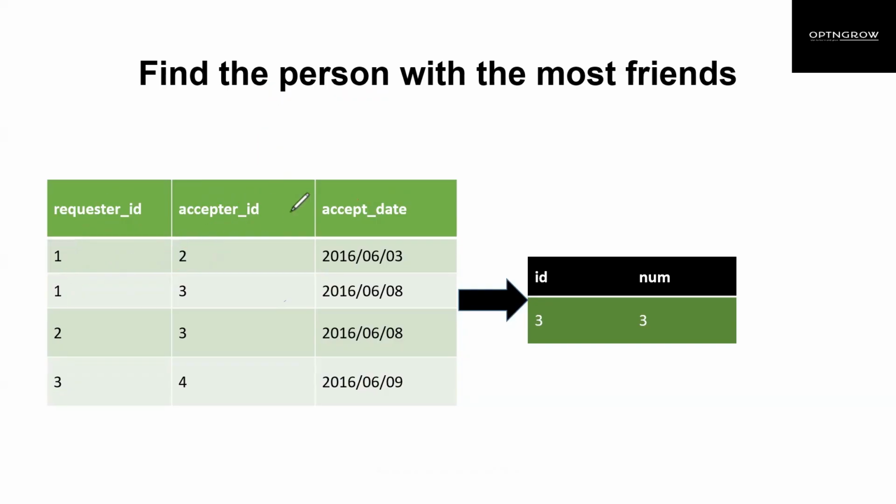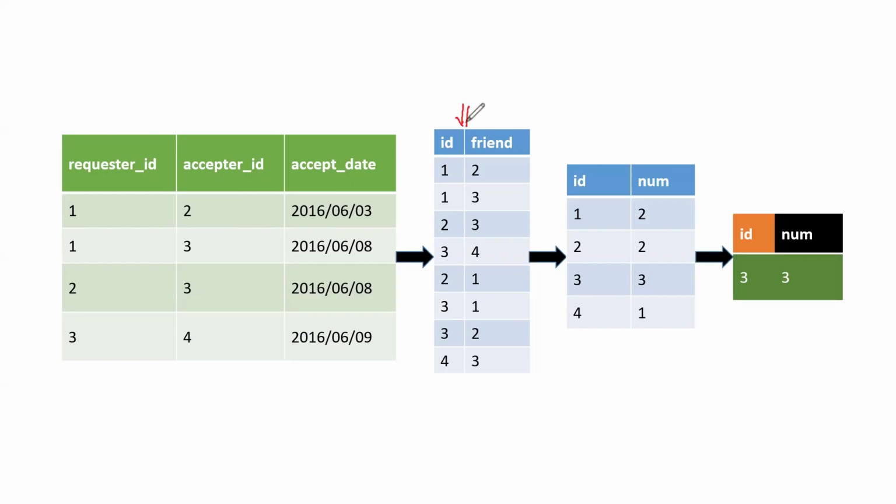In order to do that, we are going to create one intermediate table. Before we dive into the solution, I would recommend you pause the video and try it by yourself. This is the intermediate table that we are going to create in order to get the output. In this intermediate table, we have two columns, ID and friends. The first four rows of the intermediate table are exactly the same as these four rows from the input table. So ID has the requester ID and friend has the acceptor ID.